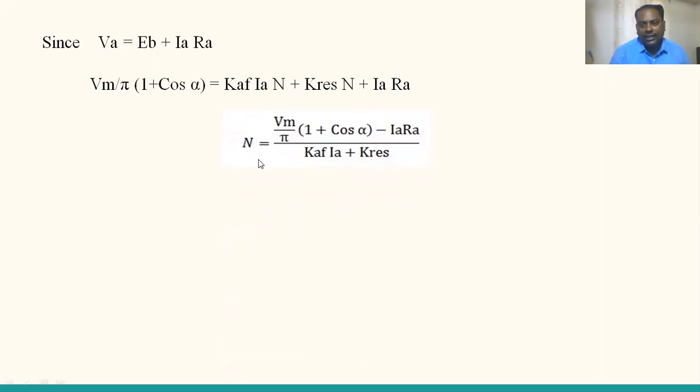Why? Because we are isolating N here. So the steady state speed you can observe here: N is equal to Vm by pi into 1 plus cos alpha minus Ia Ra, divided by Ka f Ia plus Kres. Why we merged all the constants: while solving the problems, the value is given directly for Ka f and similarly Kres. That is the reason these constants are represented here.